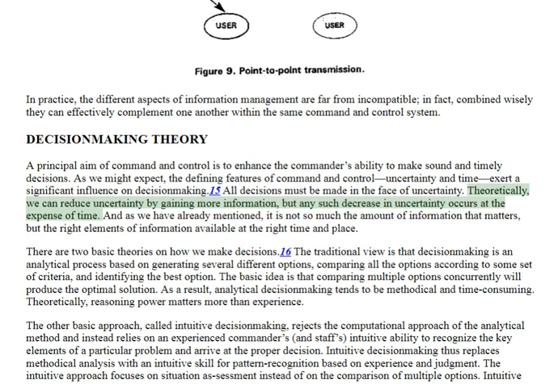Theoretically, we can reduce uncertainty by gaining more information, but any such decrease in uncertainty occurs at the expense of time. And as we have already mentioned, it is not so much the amount of information that matters, but the right elements of information available at the right time and place.